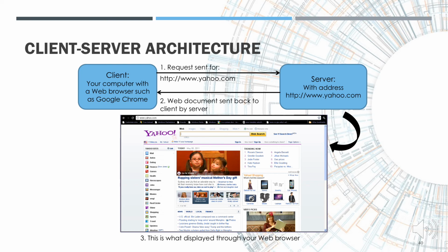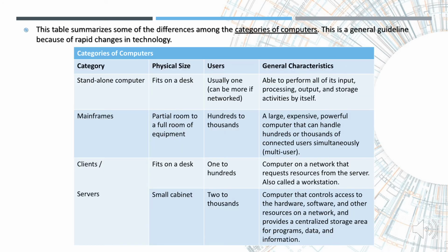All right, so this is a summary of the different computer categories. A standalone computer fits on a desk. A mainframe computer is quite large. A client computer also fits on a desk, because a client is also a computer. A server is also a computer, and it is small, fitting in a cabinet. So you can refer to the table here.